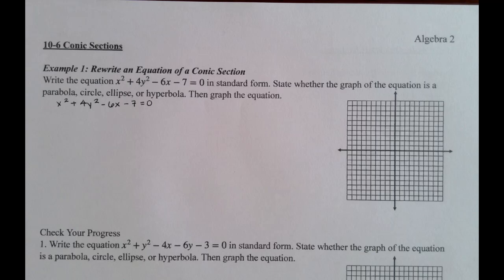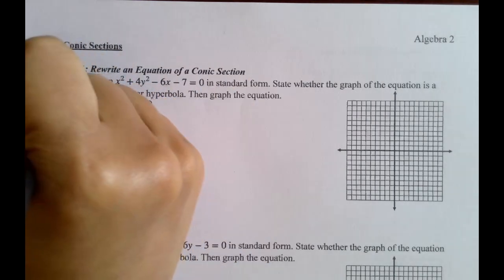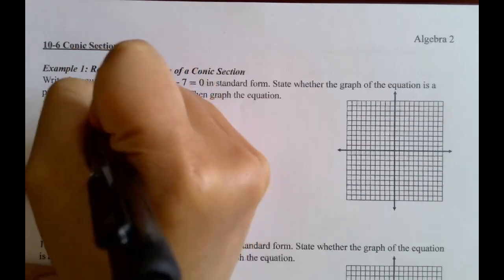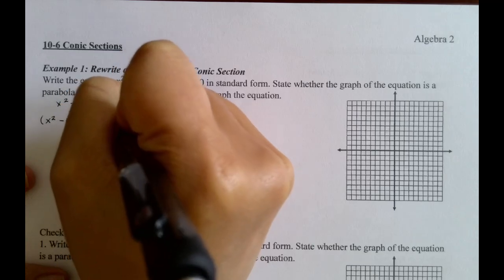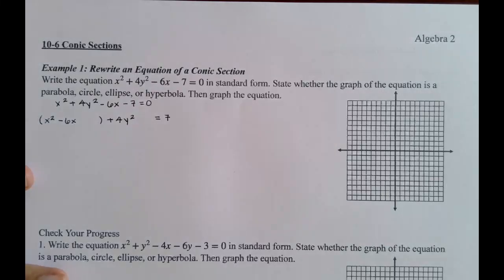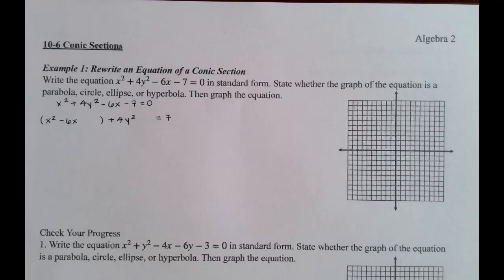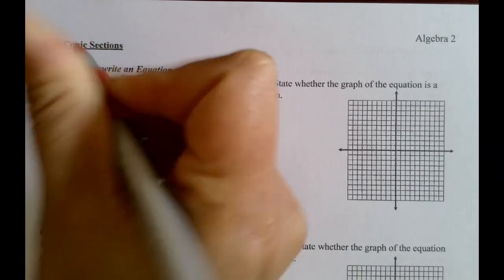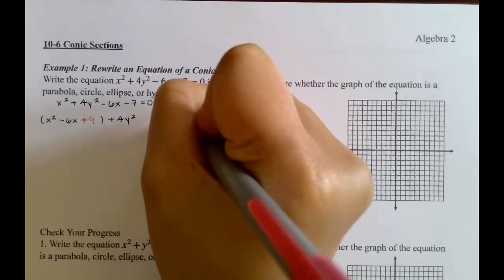First, similar to what we've done in our previous lessons, we're going to group our x's and our y's. So I'm going to do x squared and then minus 6x, and then the plus 4y squared, and I'm going to move my constant to the other side. Then I'm going to complete the square here. Taking b, which for the x's is negative 6, divided by 2 is negative 3, and then square it, so that becomes 9. I'm going to add it here, and since there's nothing here, I just add the 9 here.